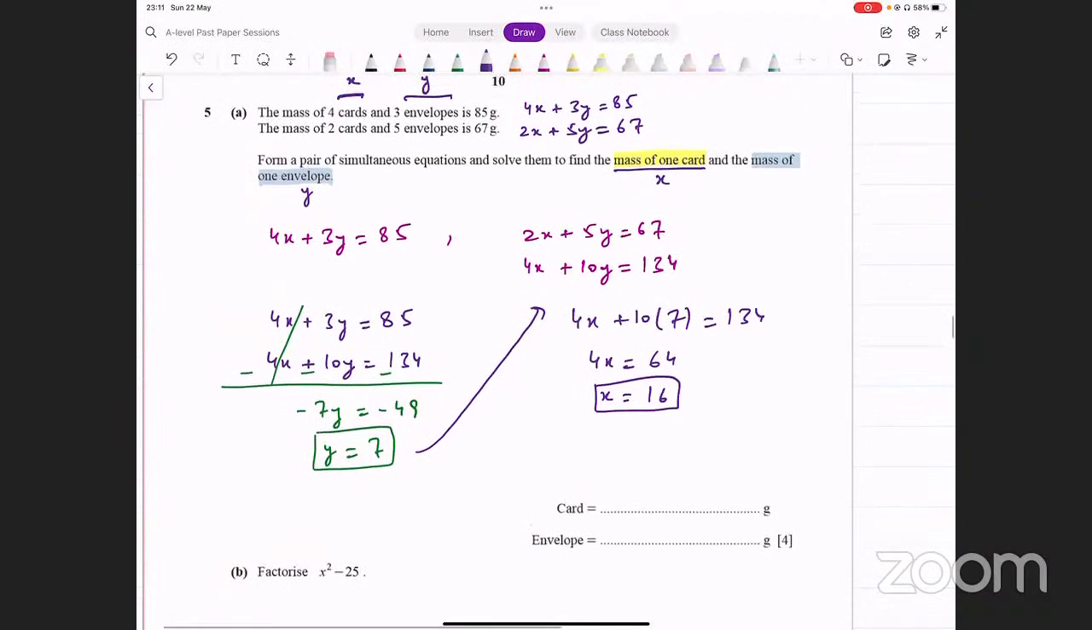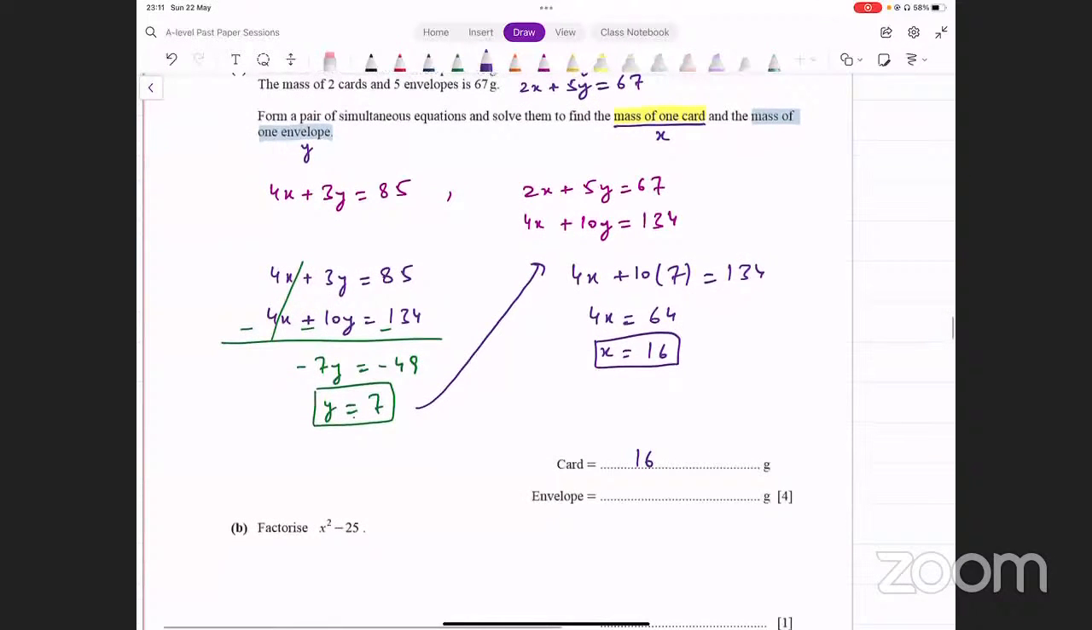अच्छा, अब कार्ड को आपने x से रिप्रेजेंट किया था, so keep that in mind. तो कार्ड के आगे आप 16 लिख देंगे, और y आपने एनवेलप के लिए यूज किया था, so that's going to be 7. You've got 7 grams here. So you've got the masses of both of them.